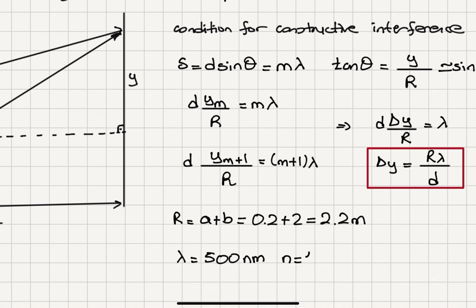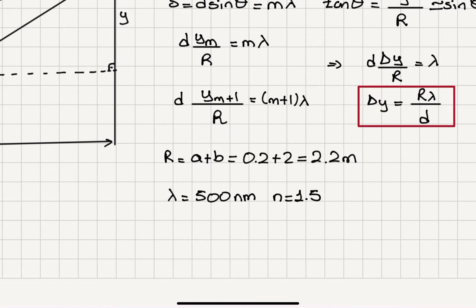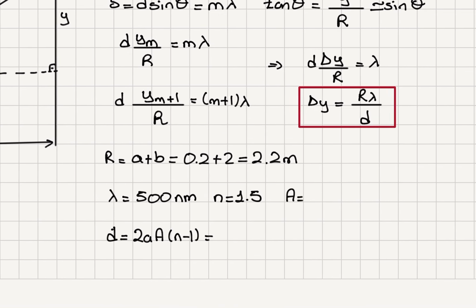Index of refraction is 1.5, so that we can calculate D, the distance between the two virtual sources, as 2a capital A (n minus 1). Capital A was 3.5 milliradians. So this gives me 2 times 0.2 times 3.5 times 10 to the minus 3, times (1.5 minus 1) for D.